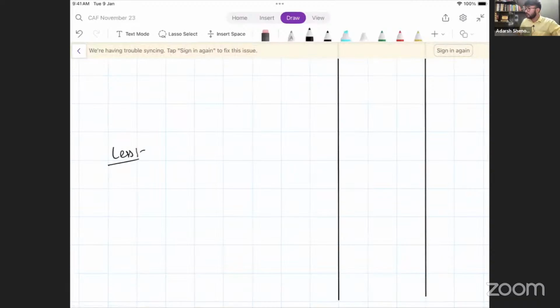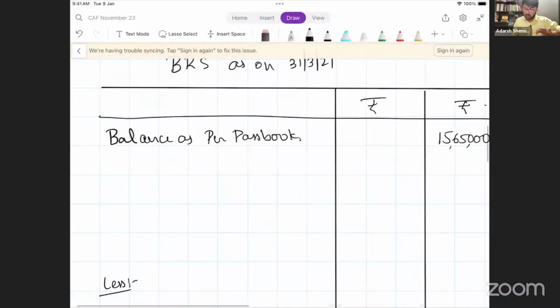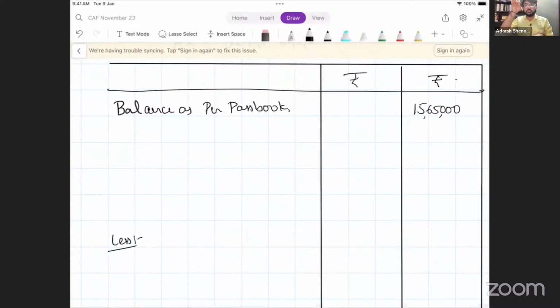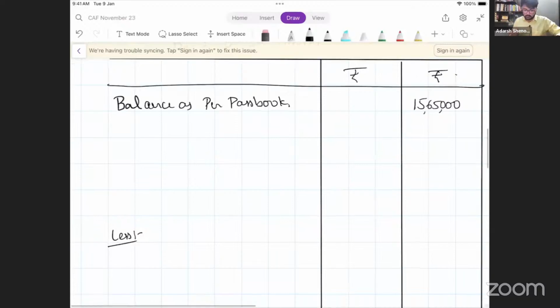If you're starting with the cash book, what would you do? You would add. In that case, I would add, because I'm at this point and I have to reach the passbook point. So I will have to add it. But here I'm at the passbook point. I have to reach the cash book balance. So I'm supposed to minus.